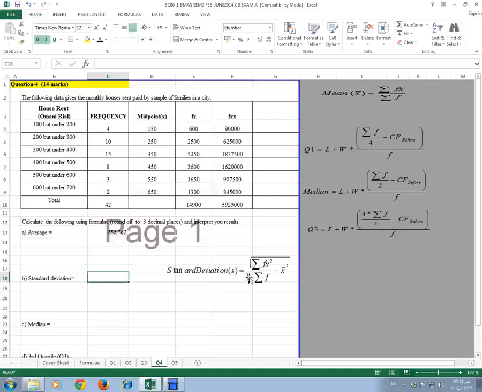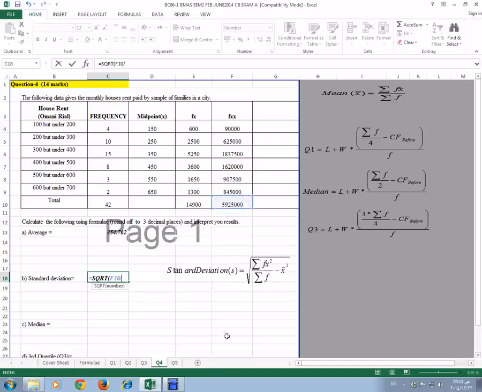Standard deviation here starts with the root, and the Excel function for root is sqrt, which stands for square root. That means this root. Inside the square root we want to put these values. The first value is sigma fx square, this one.